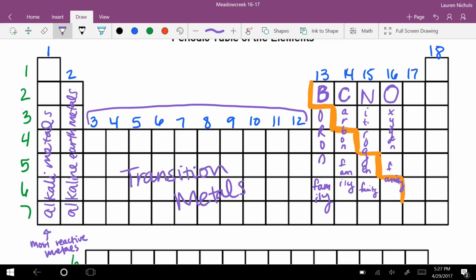And then with 17, even though fluorine is there, these are called the halogens. And the halogens are the most reactive non-metals. So out of all of the nonmetals to the right of this orange staircase, halogens are the most reactive. And then in column 18, we have our noble gases.